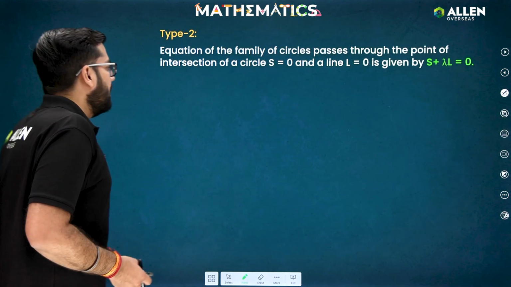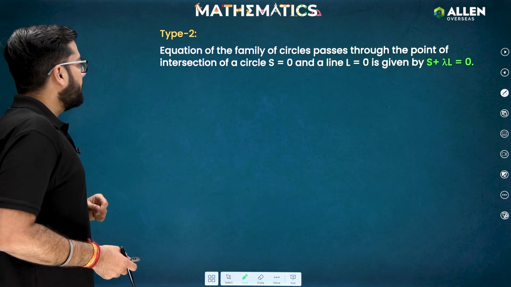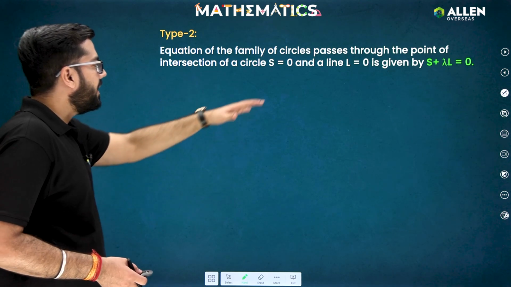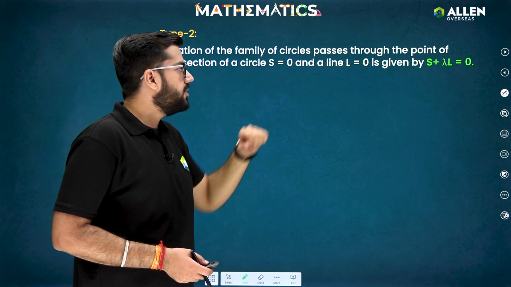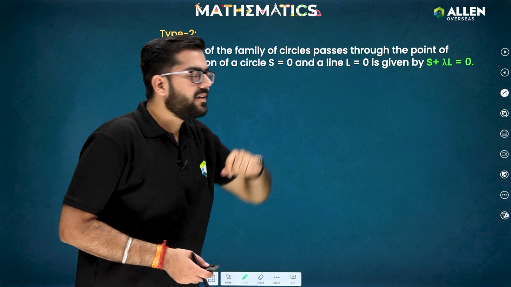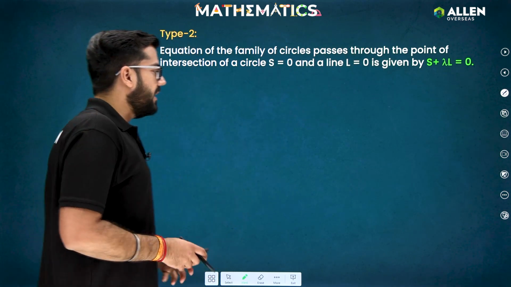Now the next type, type 2, we have what? Equation of the family of circles passing through the point of intersection of a circle S equal to 0 and a line L equal to 0 is given by S plus lambda L equal to 0. How? Try to visualize again.